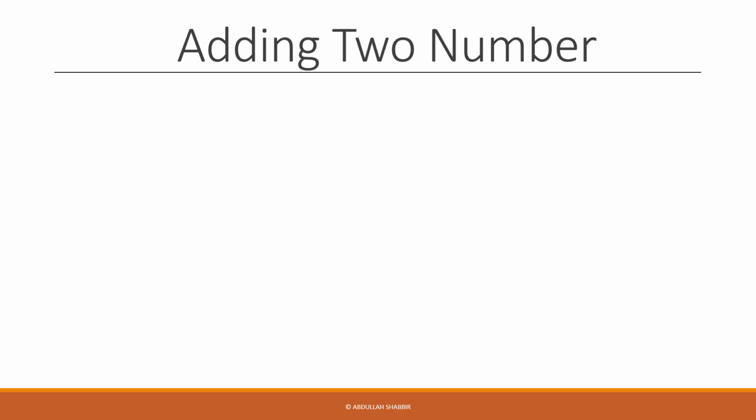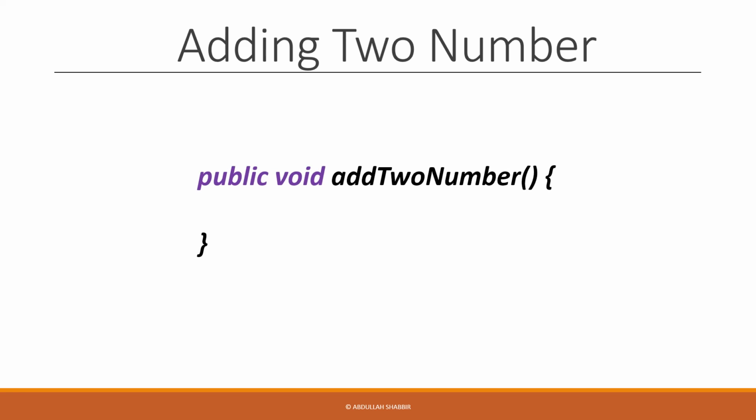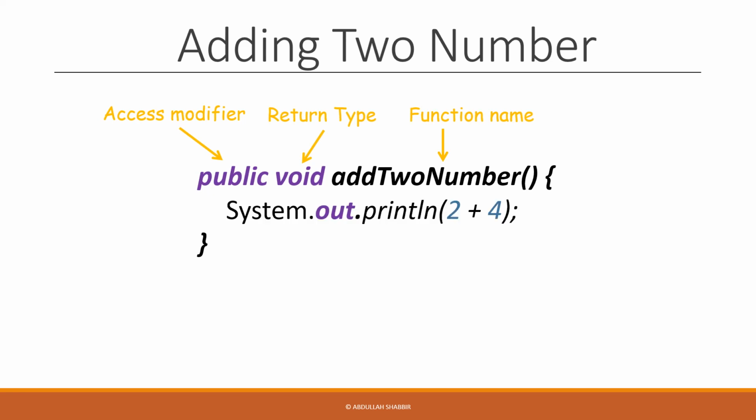Let's do some more practice on multiple parameters. Let's say we want to make a function which can add any two numbers together. I'll start with the function definition. Here we have public, which is my access modifier, void, which is the return type, and then my function name, which is add two number. Now I just simply want to add two numbers like this.